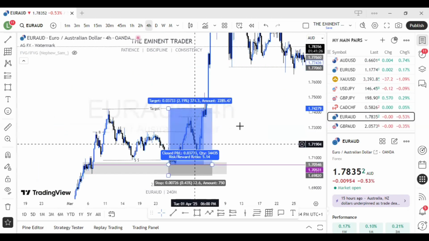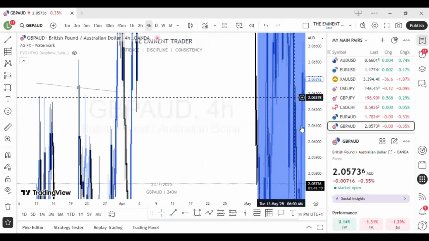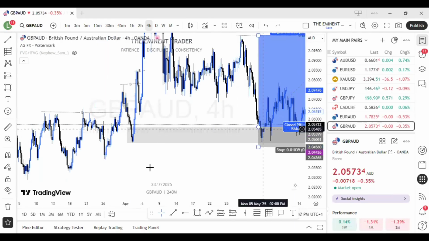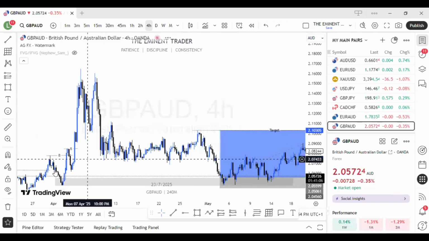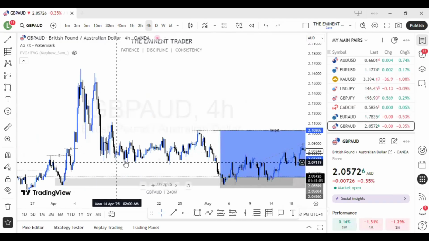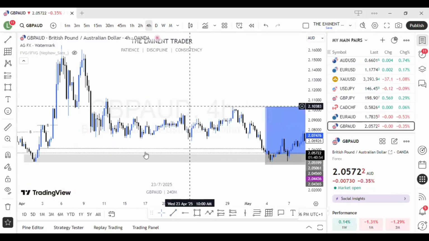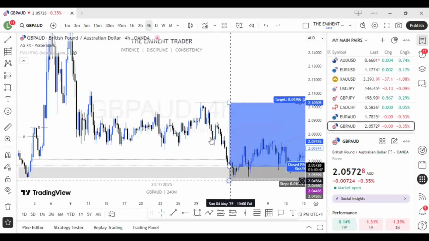So I think I showed this. Let me go to the next pair, GBP-AUD. Similar vibe also. See how long it went. As long as it creates break of structures and comes back with inducements before it, you can clearly see one here. And what did he do? He picked the order and went to the target.